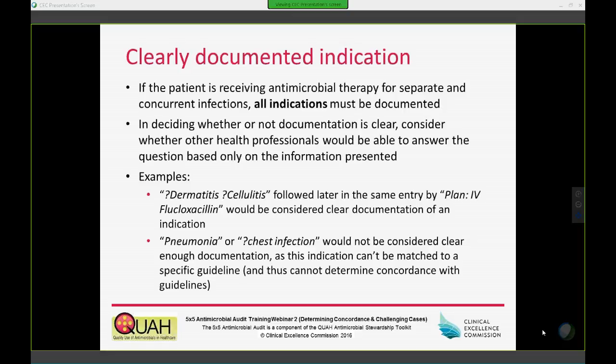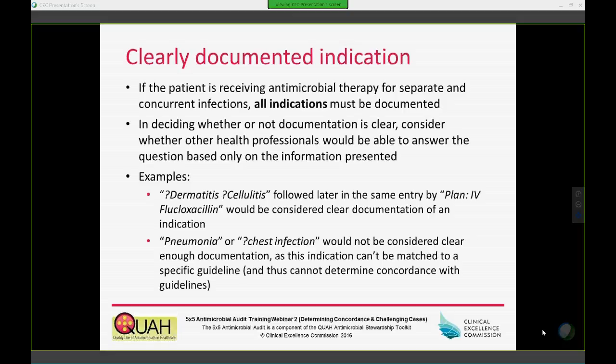On the other hand, writing pneumonia or query chest infection would not be considered clear enough documentation, because there's lots of kinds of chest infections. There's community-acquired pneumonia, there's hospital-acquired pneumonia with or without aspiration, there's infective exacerbations of COPD. So if you need to match what's been prescribed with the guideline, you need to know what kind of chest infection exactly the antibiotics have been prescribed for.